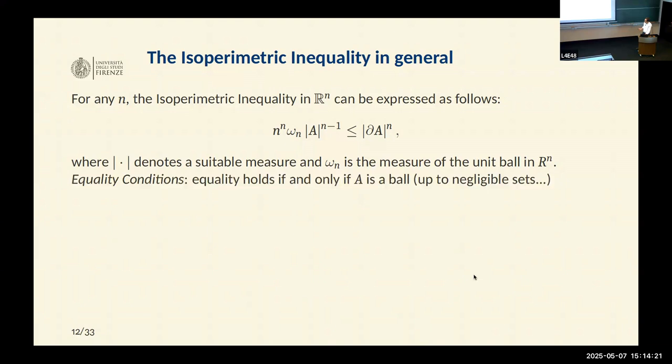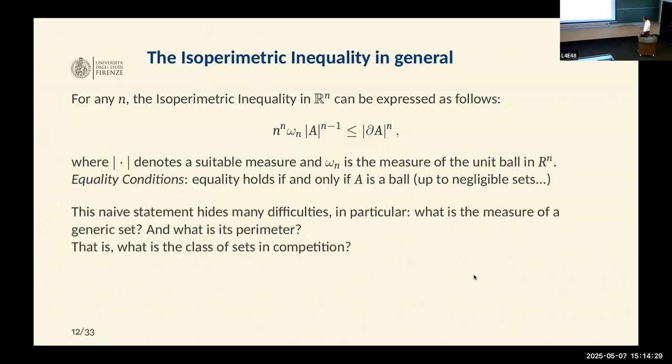It is the same. And the equality conditions are important. Equality happens if and only if A is a ball up to negligible sets. For instance, if you just add a point somewhere, nothing happens. It has no measure, the point. If you are in R^3, the point has no measure, and also its boundary, just one point, has no measure, so you can subtract one point, and so on.